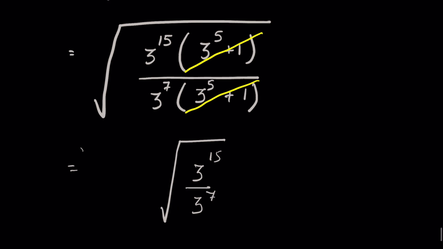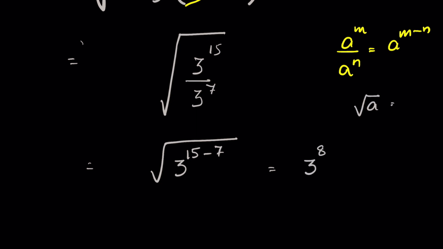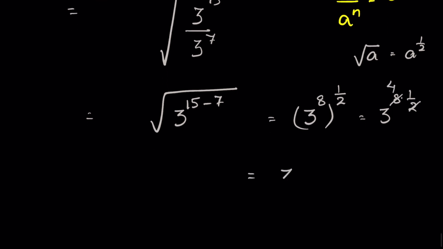Now there is an identity. If a raised to the power m upon a raised to the power n, this is equal to a raised to the power m minus n. So this will be 3 raised to the power 15 minus 7 under square root, or 3 raised to the power 8. Square root means it is raised to the power of 1 upon 2, or 3 to the power 8 times 1 upon 2. 2 times 4 is 8. So this is equal to 3 to the power 4 or equal to 81. So this is our answer.